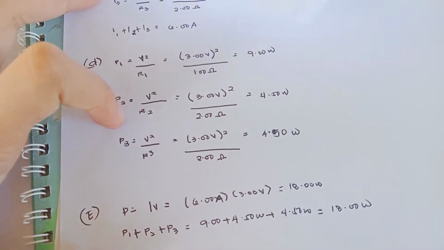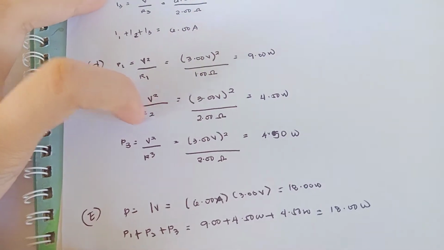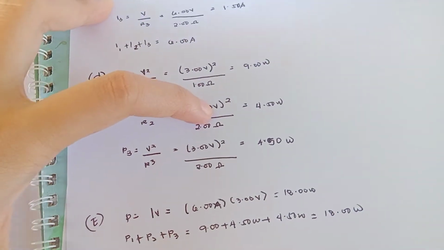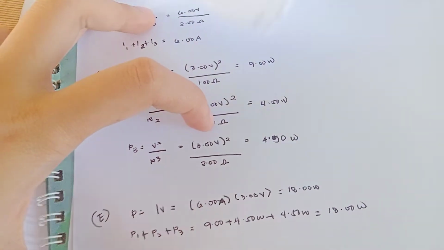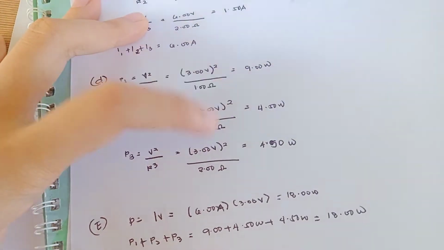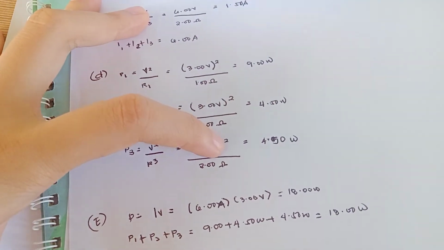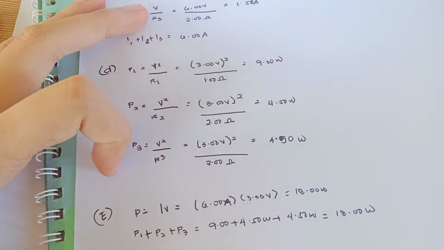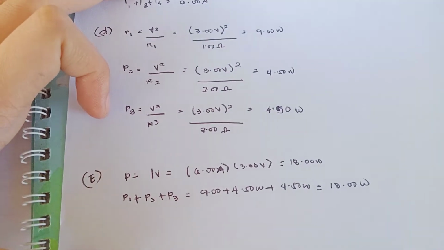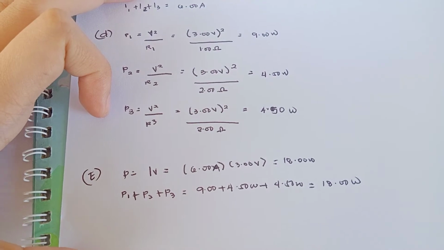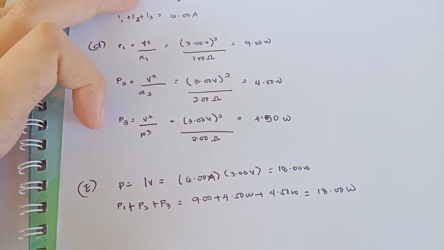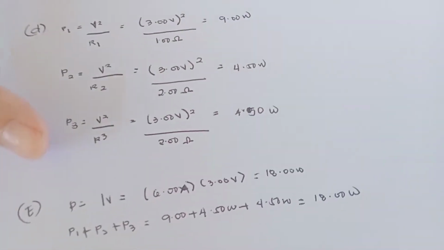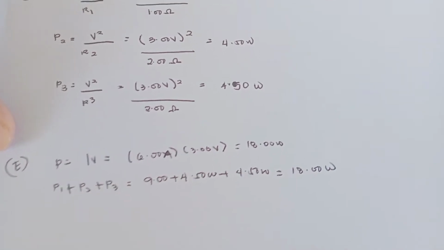And for P2, V squared is already given, and R2 is resistor 2. The voltage is 3, over resistor 2, which is 2, so we arrive at the answer of 4.50 W. For P3, V squared over R3, which equals 3.00 V squared over the 2.00 resistor, which is 4.50 W.